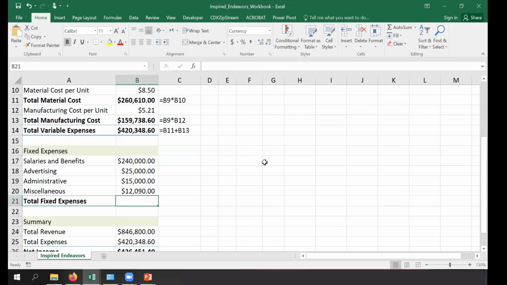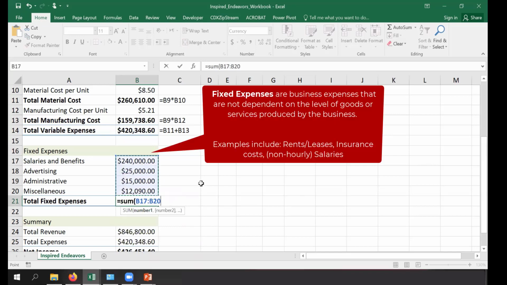And so now we can talk about what our fixed expenses are going to be. Of course we could add each of the different categories for fixed expenses, B17 plus B18 plus B19 and so on. But this seems very cumbersome. So instead, we're going to be more efficient and use the SUM function to sum the values from B17 to B20. And just remember that fixed expenses are independent of what we actually sell or produce.